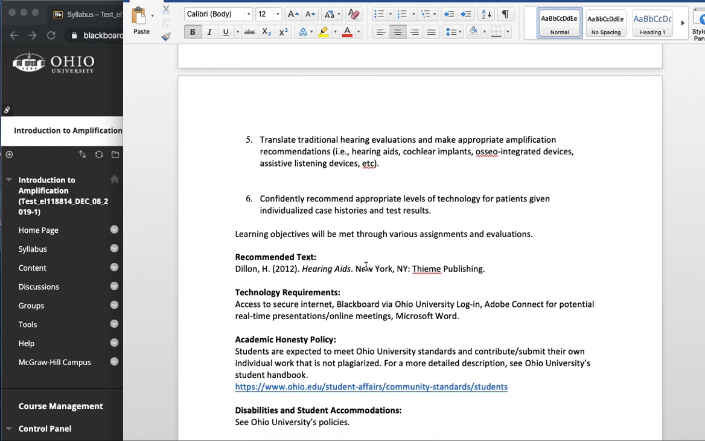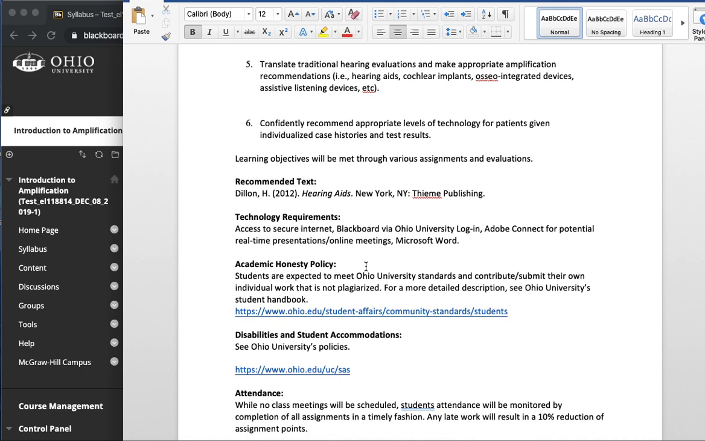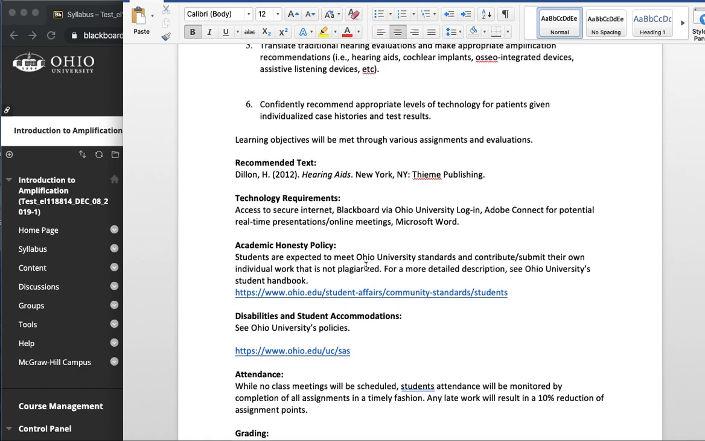5 is translate traditional hearing evaluations and make appropriate recommendations. So, can you look at a case and understand what would be best for that patient? Expensive devices are not always appropriate, and knowing other avenues is necessary. And then we have confidently recommend these devices and levels of technology. So, leave this course being confident in what you recommend.